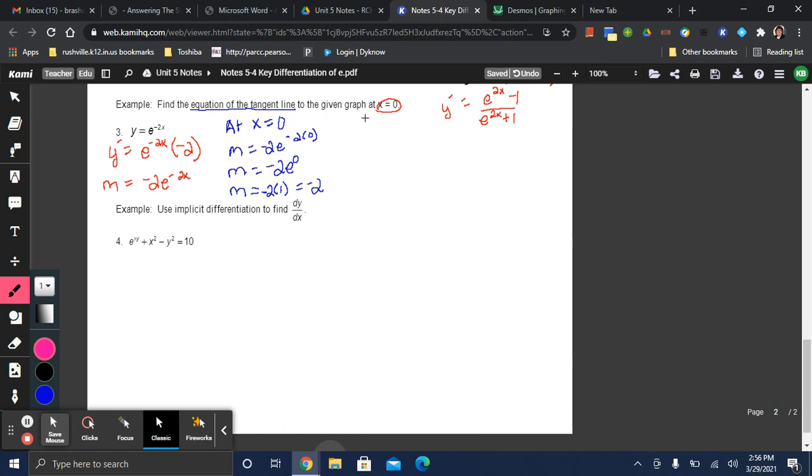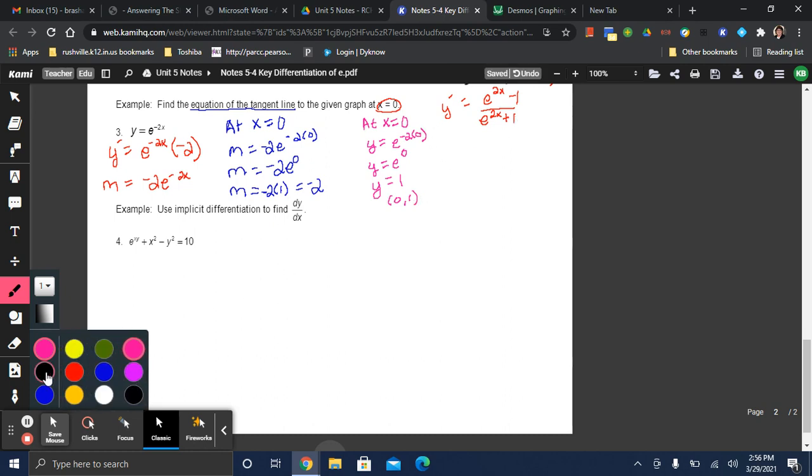So again, at x equals 0, I have y equals e to the negative 2 times 0 so that I can find my y value. So that would be e to the 0 power. And so my y is a 1. And so I have my ordered pair of 0, 1.